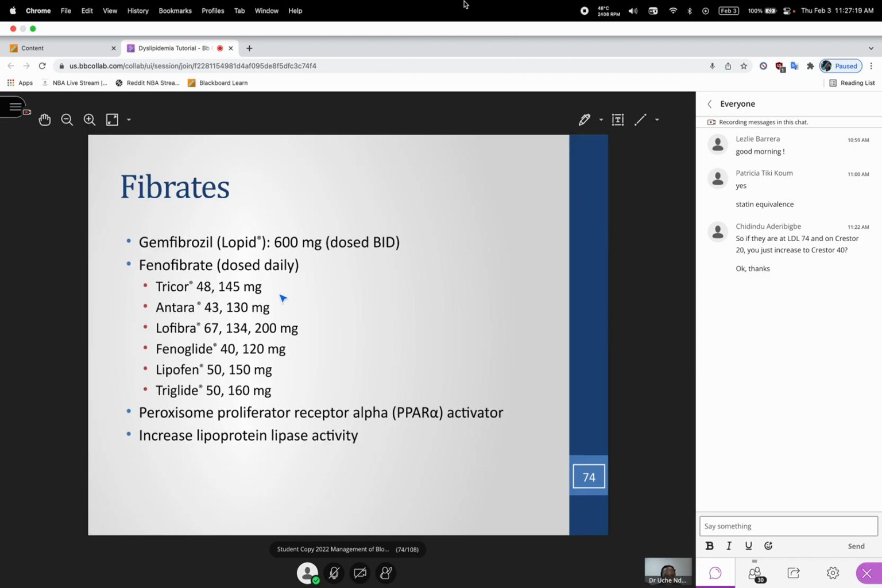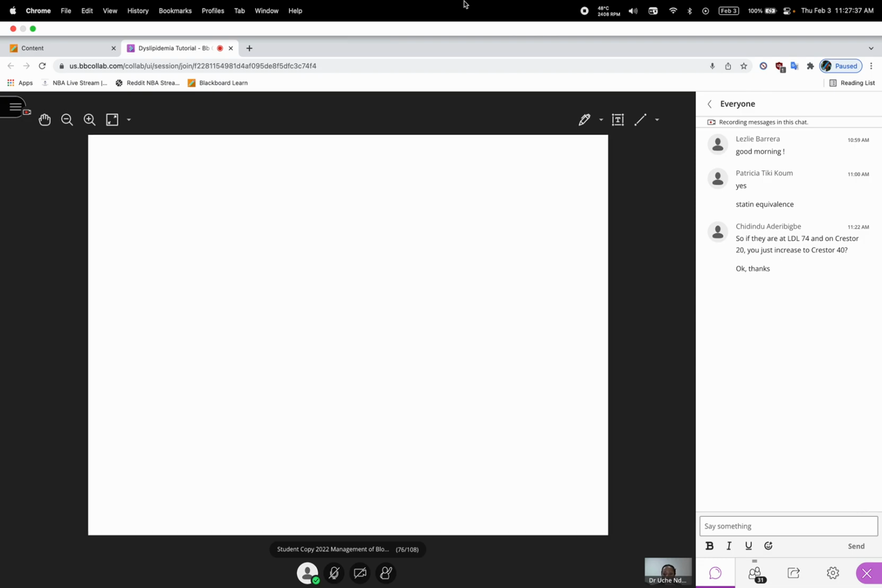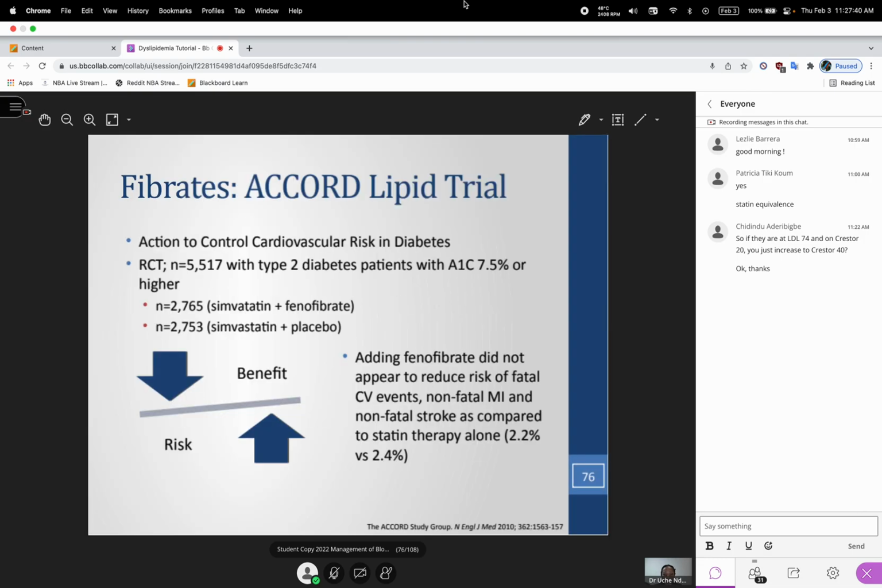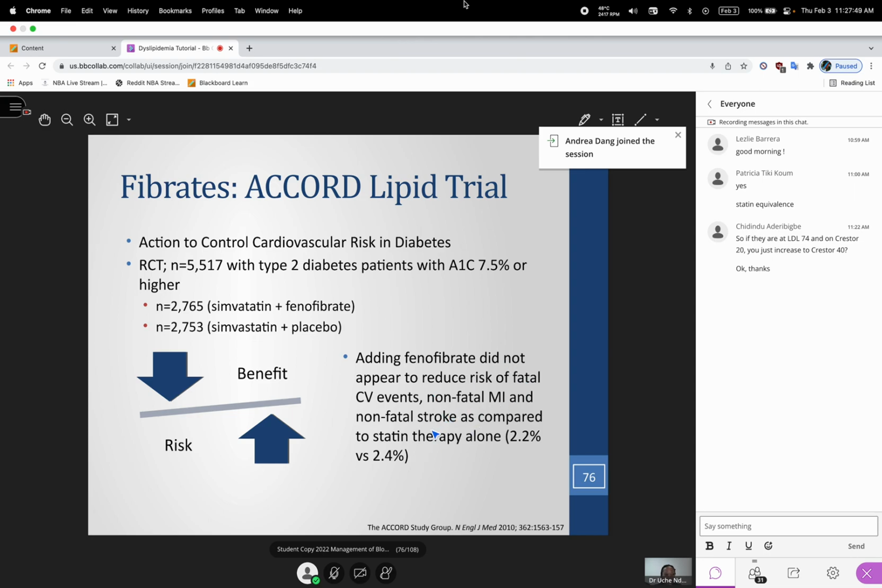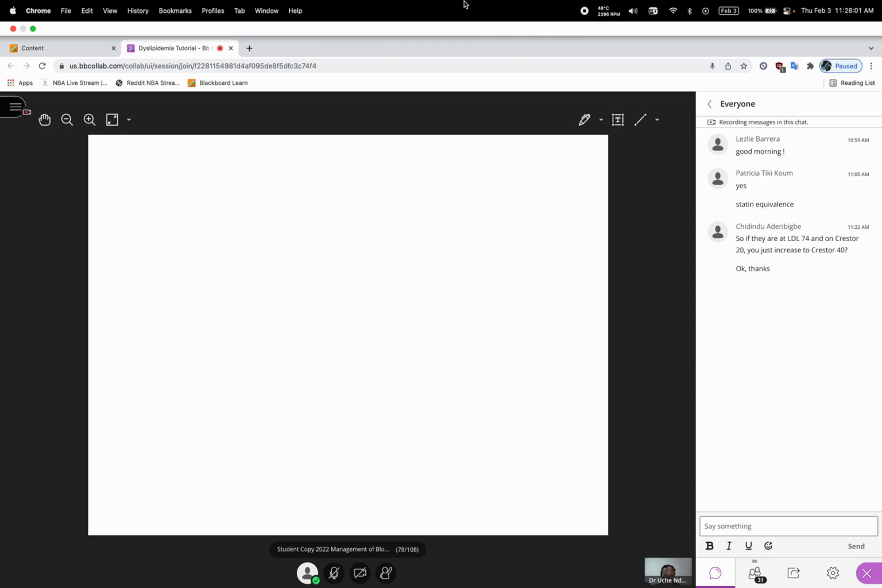We don't want to give anybody who is on a statin gemfibrozil because the risk for myopathy is significant when those are combined. Fenofibrate has some risk, but it's a better option by far than gemfibrozil. So we don't want to do gemfibrozil and a statin. Fenofibrate does not save lives. That's why we prefer to use a statin if we can, but it does reduce the risk for pancreatitis, and that's the only reason we recommend it.